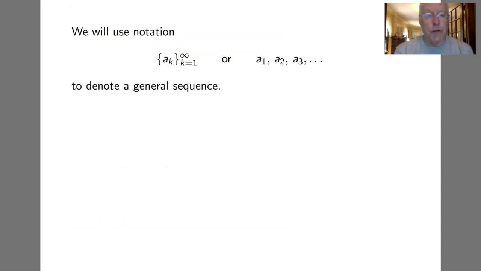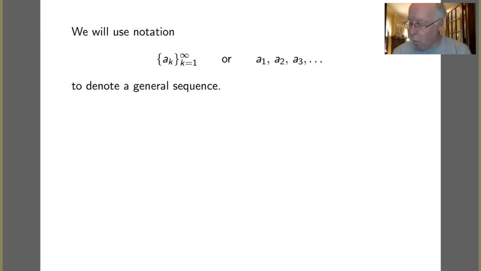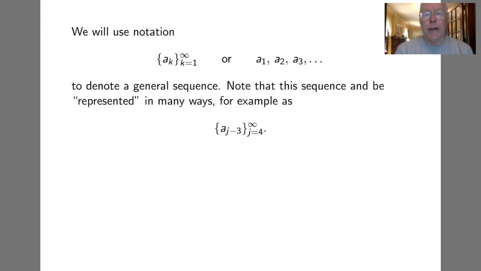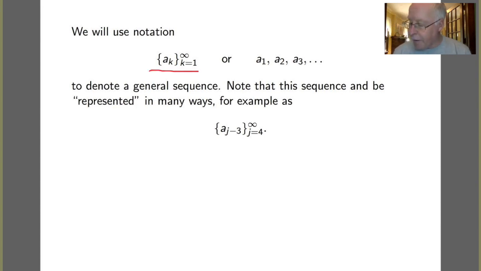We will use generally the notation a sub k, k runs from 1 to infinity, or just list a1, a2, a3, etc. And in particular, when we want to talk about a general sequence, we'll often talk about just a sequence a1, a2, a3, or b1, b2, b3, b4, etc. And again, as we just mentioned with the minus 3 sequence, there are many, many ways to denote a sequence. So for example, the sequence that we denoted by a sub k, k equals 1 to infinity, could also be denoted by a sub j minus 3, j runs from 4 to infinity.